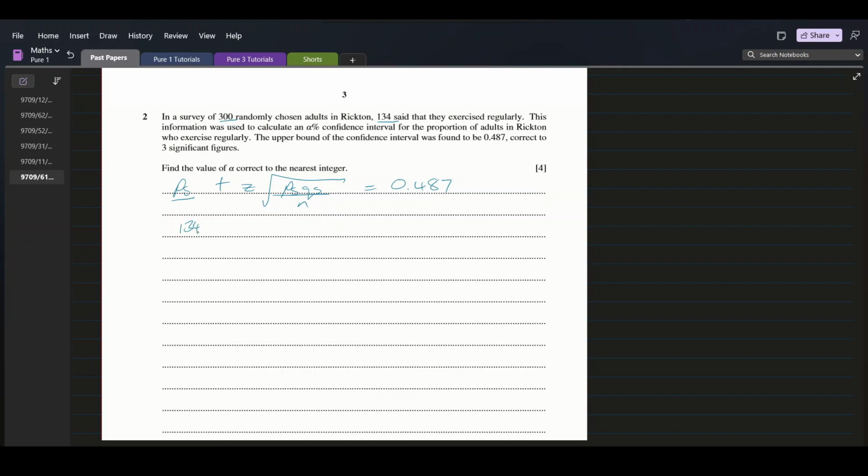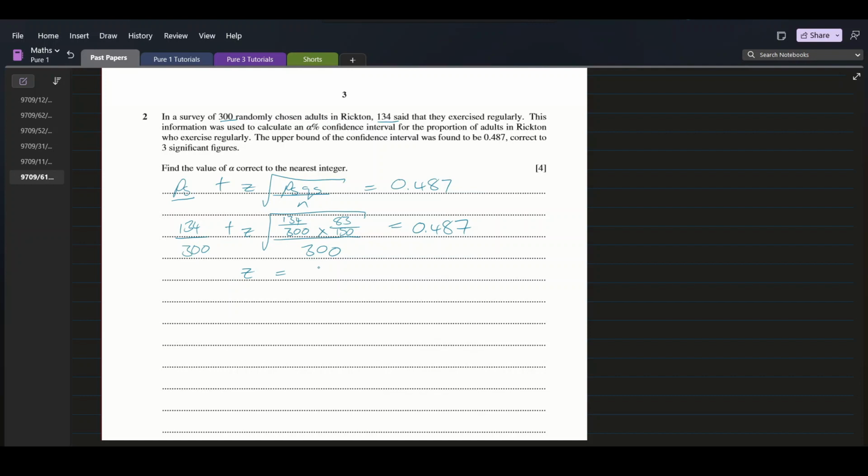So that's 134 over 300 plus z times the square root of 134 over 300, and qs is 1 minus 134 over 300. That is 83 over 150. And this is all over n, and our n is 300. This is equal to 0.487. Okay, so now let's make z the subject of the formula.